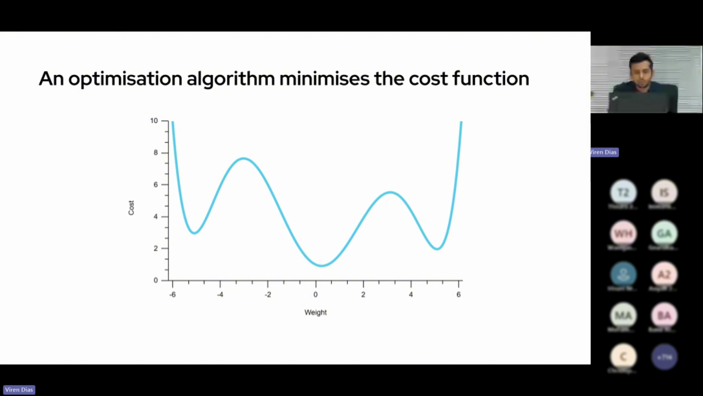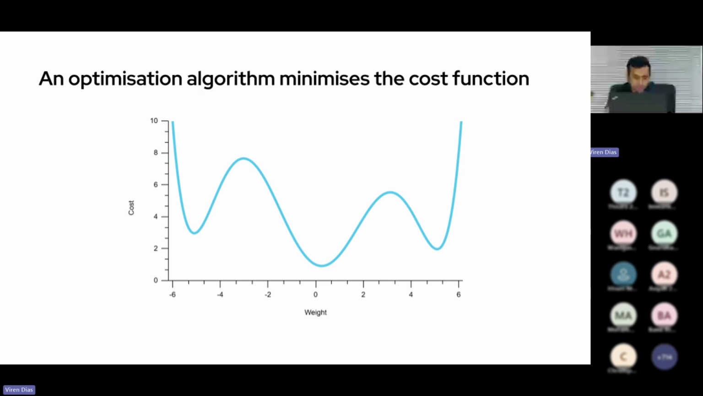So in order for the network to get better at its task of recognizing handwritten digits, it needs to minimize this cost function. That's where the optimization algorithm comes in. For example, we will discuss one of the simplest ones, gradient descent. So recall that this neural network has thousands of weights and biases that can be adjusted.